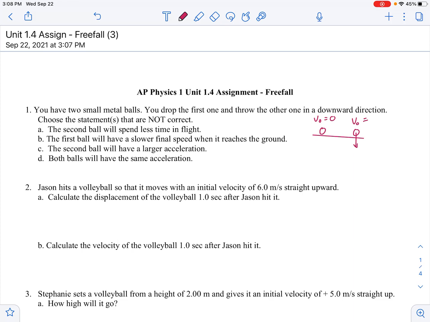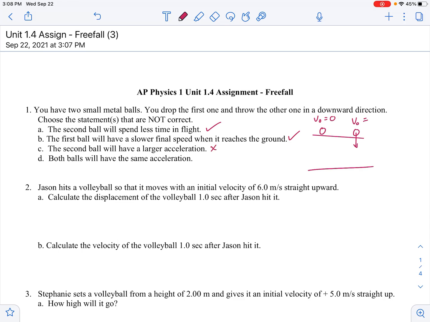The second ball will spend less time in flight. That's true. It's going to hit the ground faster. The first ball will have a slower final speed when it hits the ground. That's also true if it's dropped versus thrown downward. The second ball will have a larger acceleration.